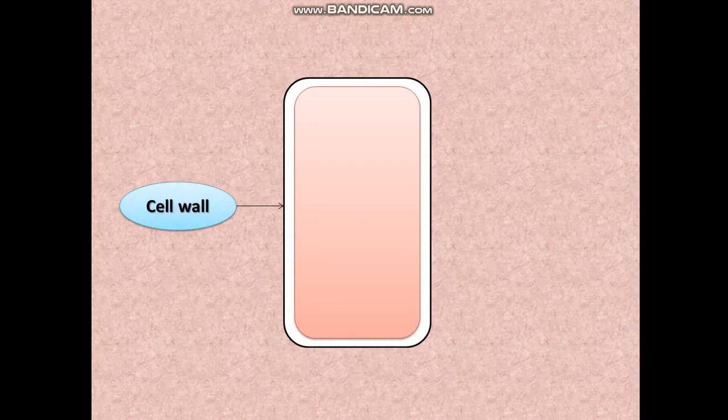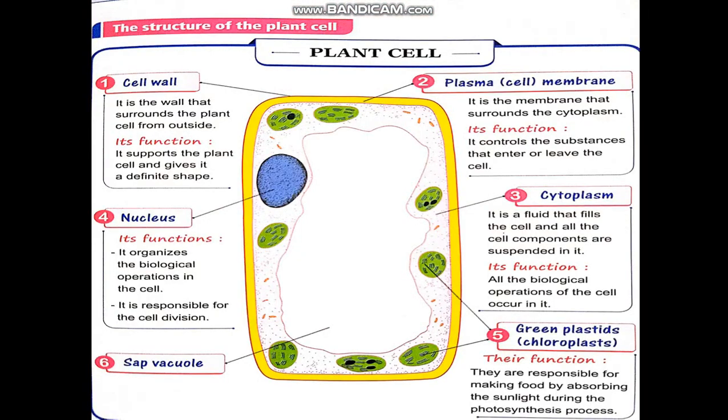Okay, what's the function of the cell wall? It gives the plant a definite shape. And it supports the plant cell. How can it support the plant cells? It means it gives it strength. Okay.